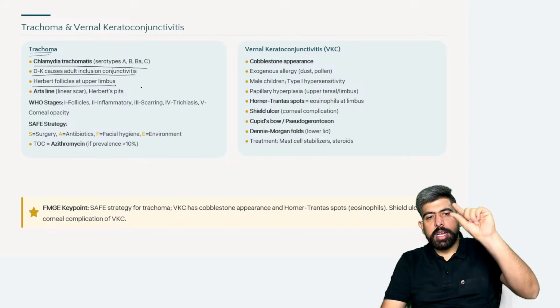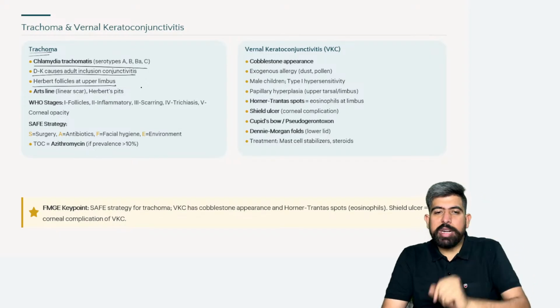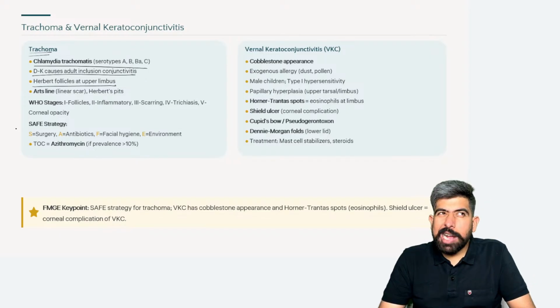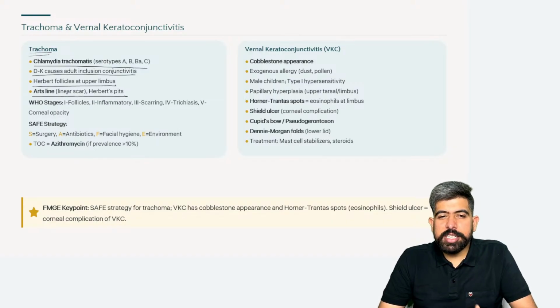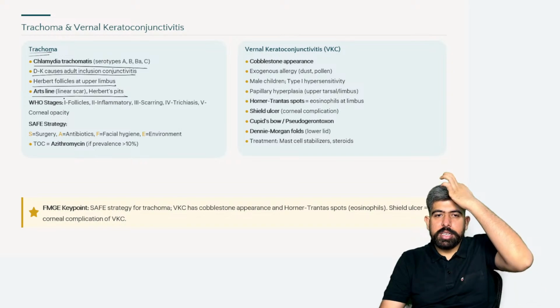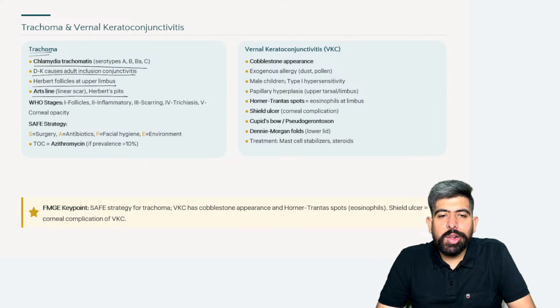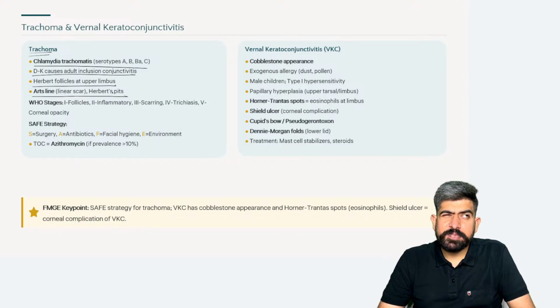We have to see the patient. Herbert's follicles are white gelatinous sago-grain-like follicles. Also, we are going to see Arlt's line, the linear scars on the conjunctiva, and also Herbert's pits, the black spots, will be seen over there.